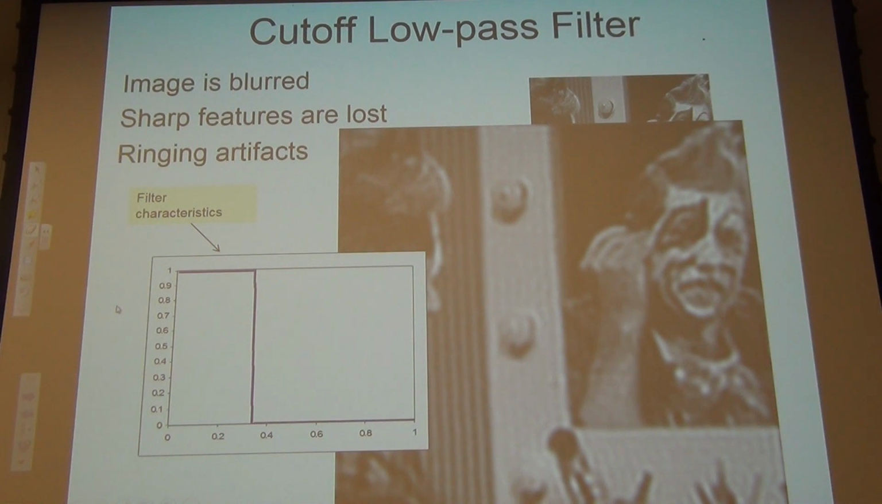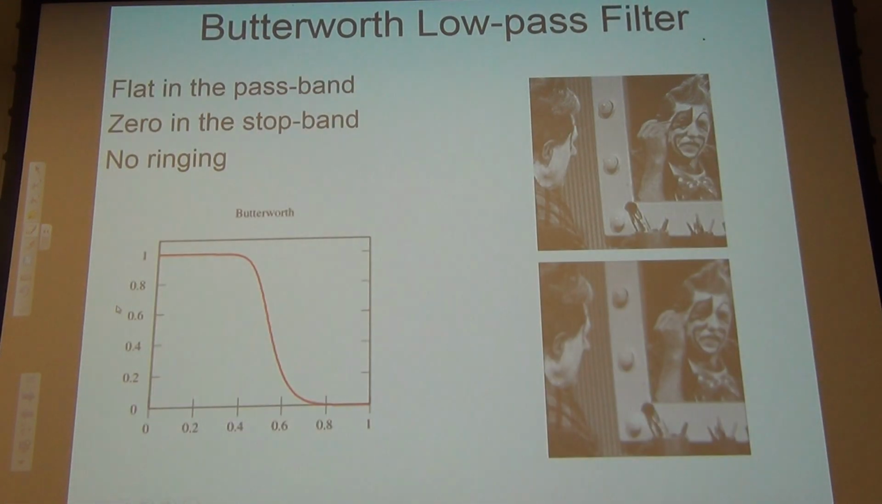Next one, we have another low pass filter. It's called a Butterworth low pass filter. Okay, give me a guess. Do you think the image after this Butterworth low pass filter will be more blurry or a little bit better than the previous one? Yeah, it is a little bit better because this is not a straight line. It's not a cutoff. It is a curve, smooth curve.